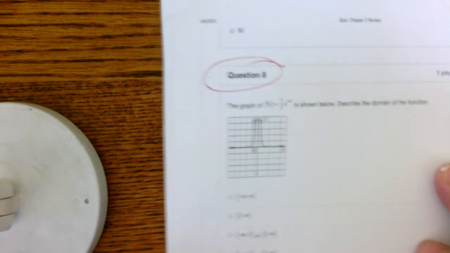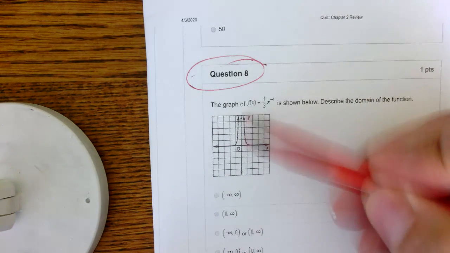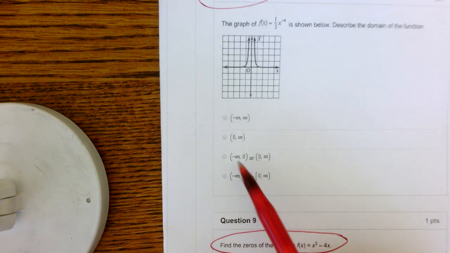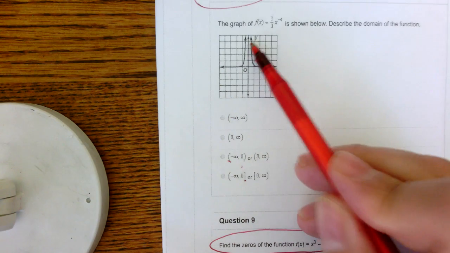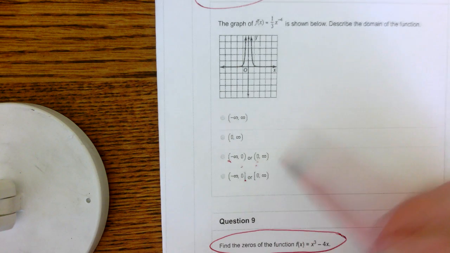Next one's number 8 that I'm going to go over. What's the domain of the function? You can see here it's everything except for 0. So when we write this in interval notation, we don't want to use brackets because it doesn't equal 0. So we would say negative infinity to 0, but not including 0, and then from 0, not including 0, to infinity.